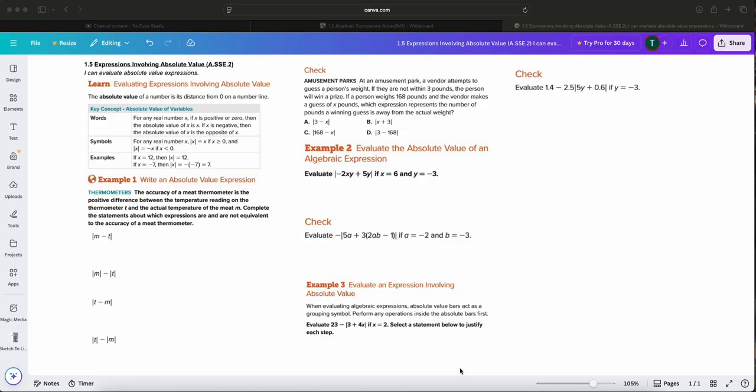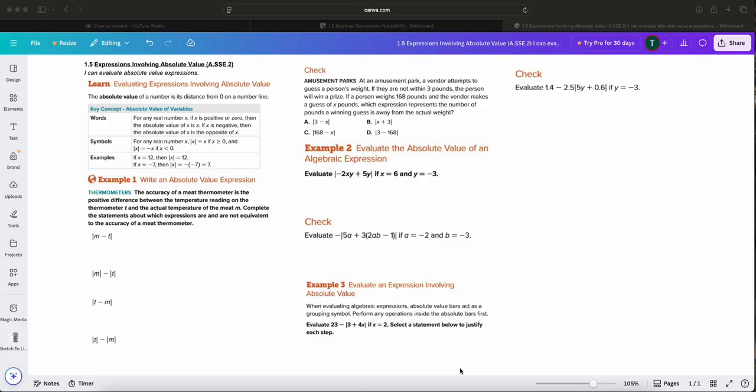So in words, for any real number x, if x is positive or zero, then the absolute value of x is x. If x is negative, then the absolute value of x is the opposite of x. In symbols, it says for any real number x, the absolute value of x equals x if x is greater than or equal to 0, and the absolute value of x equals negative x if x is less than 0.